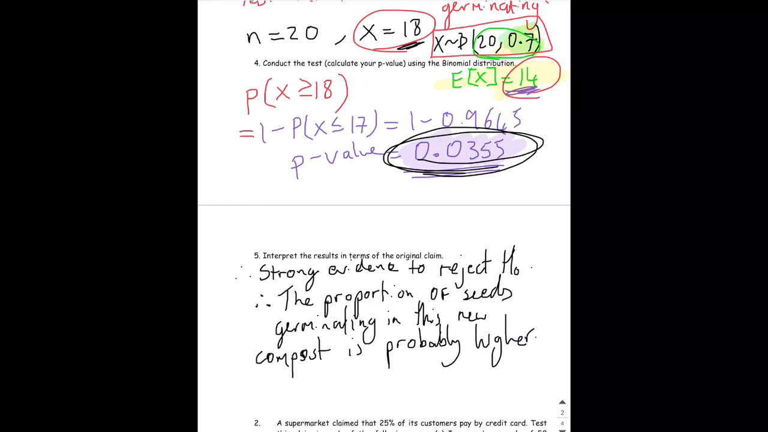So try not to say that you accept H1, because it doesn't prove H1 is true. It's just more likely to be true than H naught is. Again, it's quite a small sample size, but yeah, the probability of 18 or more germinating is very, very small. So that is our first hypothesis test.